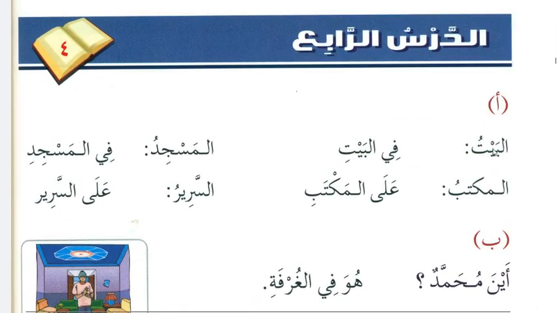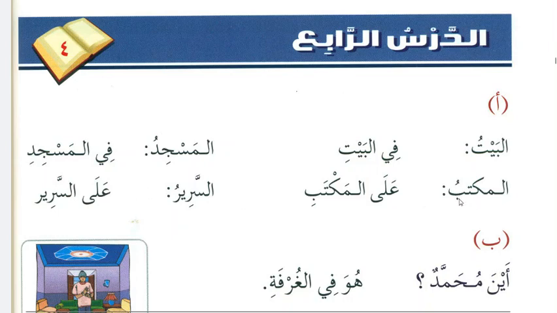So al baytu means the house, which is marfu. When we have harf jar it becomes fil bayti. So al bayti is majroor because it has kasra at the end. Normally we say fi, which has ya madda, but when we have alif lam, the ya becomes silent: fil bayti. Al masjidu, the masjid; fil masjidi, in the masjid, in the house. So here al masjidu is marfu because of dhamma, and fil masjidi is majroor because of this kasra.